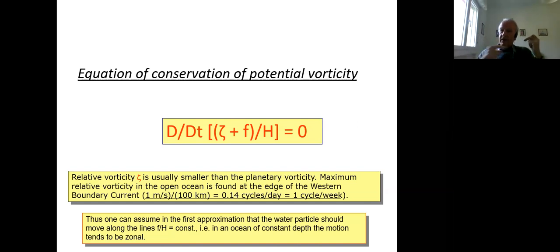So if we plot the isolines of f over H, we obtain the lines along which the velocity is tangential. That's very, very important information on the flow. Obviously, we know that if you go to the western boundary current, this is not satisfied, and there are larger departures from this equation.